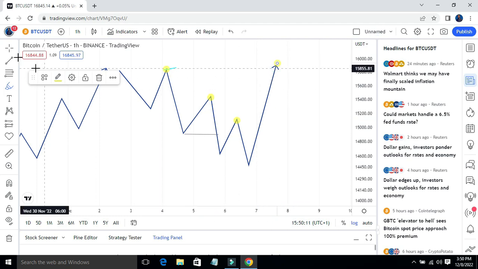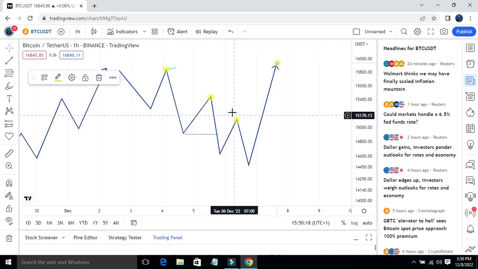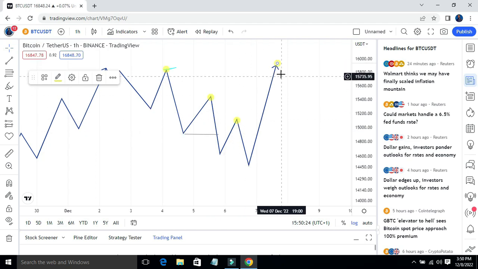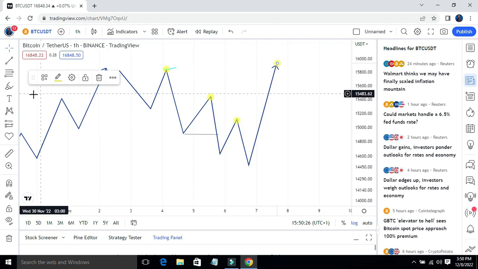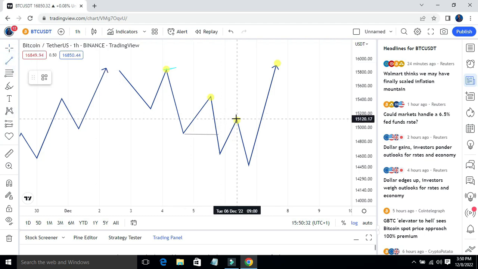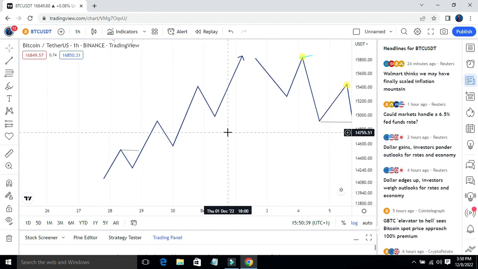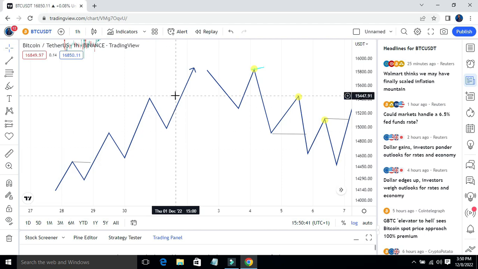Okay, so what do we get here? We get a high that is lower than the previous one, another high that is lower than the previous one, then we now get another high that is higher than the previous one. So this one that is higher than the previous one is a change of character. So you mark it out like this, where the previous high is. Okay, so in an uptrend we also have a change of character.